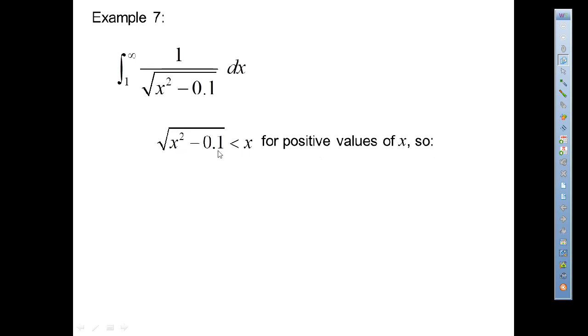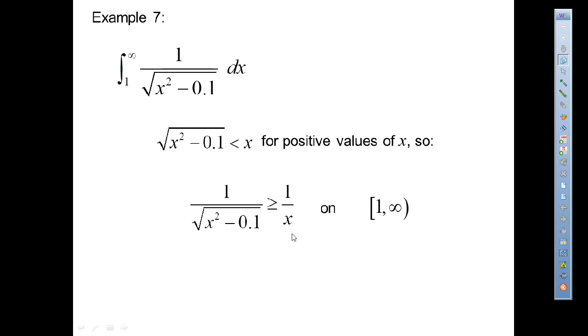of x. And this could be 0.1, it could be 0.00000000001. It's still going to be less than x for all positive values of x. So what we can do is compare this to 1 over x. So we know that 1 over the square root of x squared minus 0.1 is greater than or equal to 1 over x on the interval from 1 to infinity.